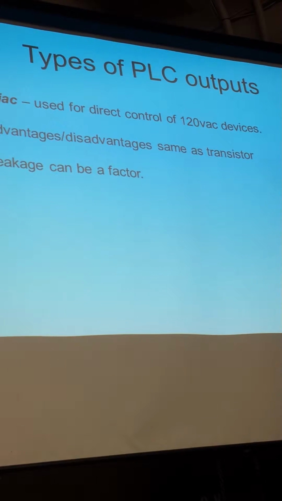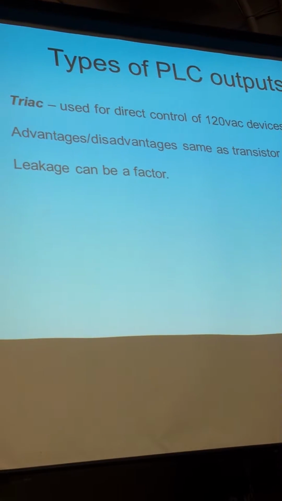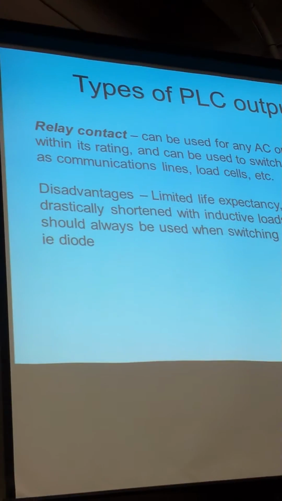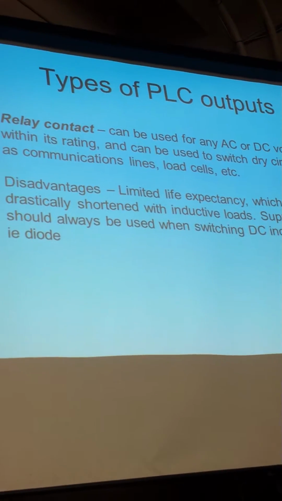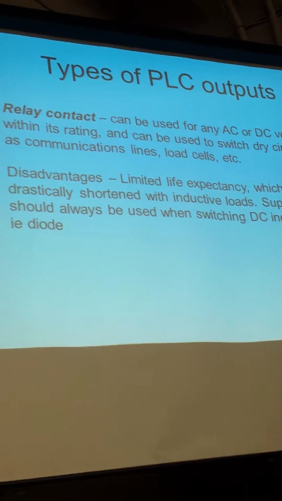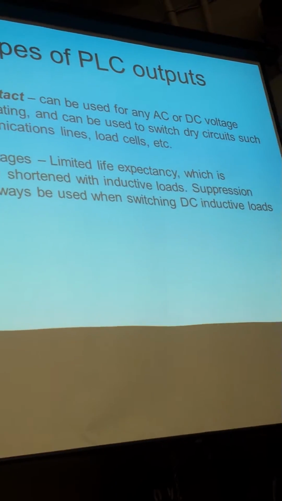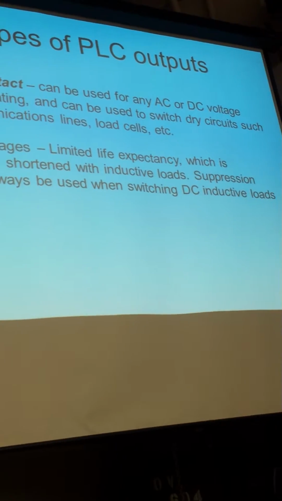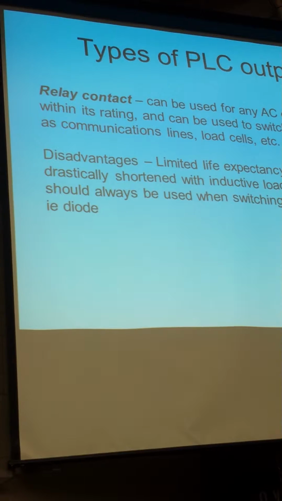So again, these are the key points that you're going to look for in the scenarios. What type of voltage is it? Okay, is it high voltage, is it low voltage? Relay contact can be used for AC or DC, depending on what our specifications are for, within its rating, right? Can be used to switch dry circuits. So disadvantages is that it's going to wear over time. It needs to be replaced because it has mechanical parts.